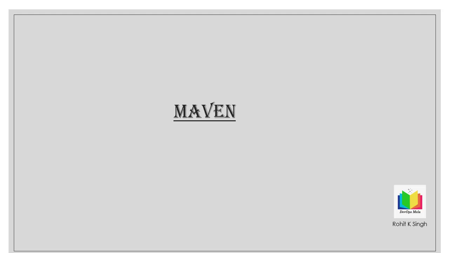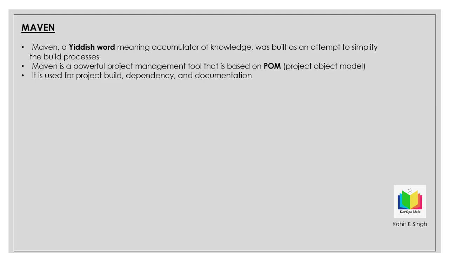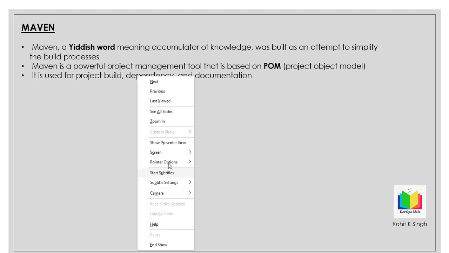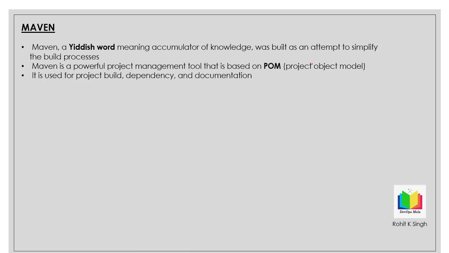This is Maven for you. Now what exactly is Maven? Maven is a Yiddish word meaning accumulator of knowledge. It is an attempt to simplify the build process. Maven is a powerful project management tool. It is not just a build tool, guys. It's a project management tool based on POM.